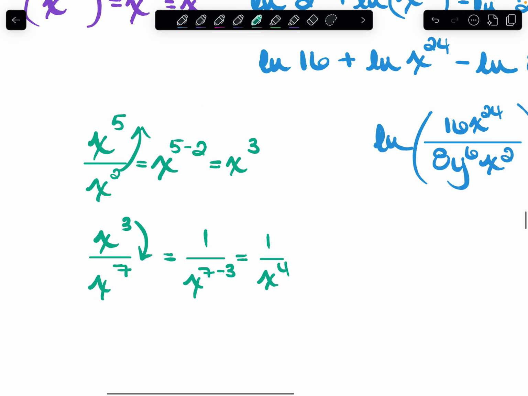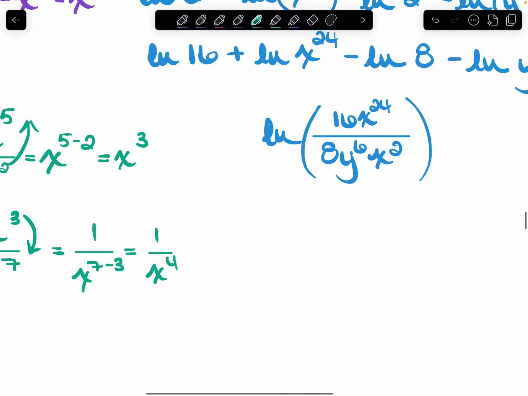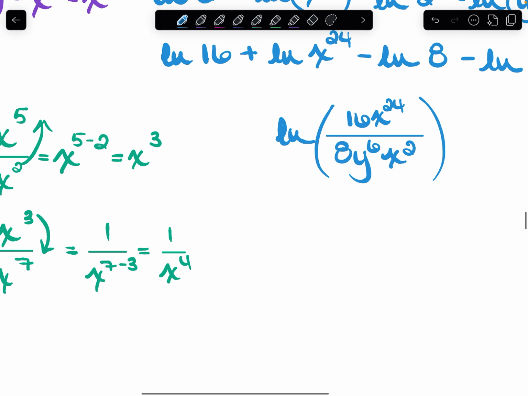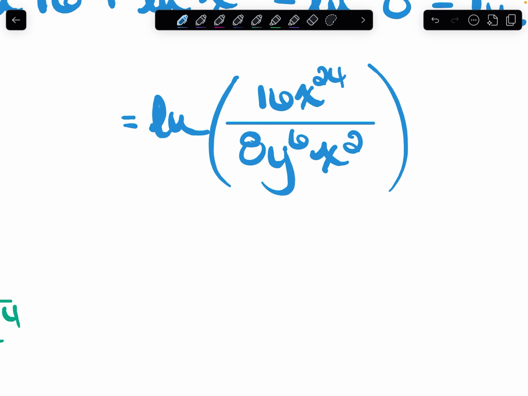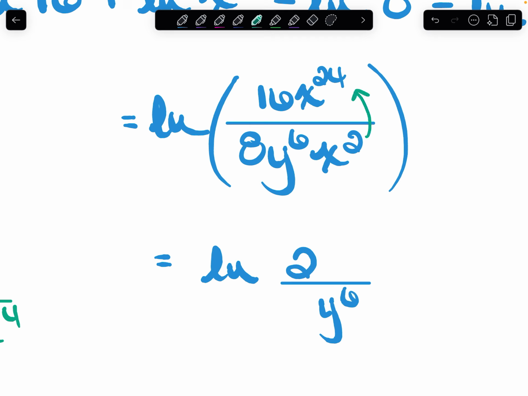All right, so with this one, the 16 divides nicely. Oh, why won't you zoom in? There we go. 16 divides nicely by 8, and it is 2. Y to the 6 has nothing to worry about, so I'll put my division bar with y to the 6 on the bottom since there's no other y's. And then for our x's, the 2's smaller, so we're going to move the 2 up and subtract it. 24 minus 2 is 22. And there's our answer.